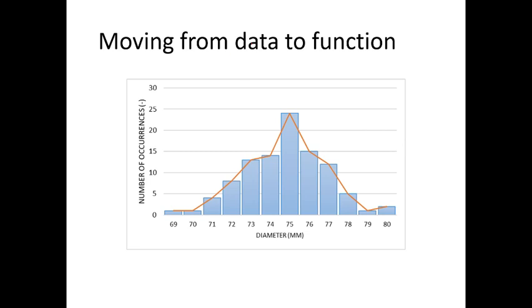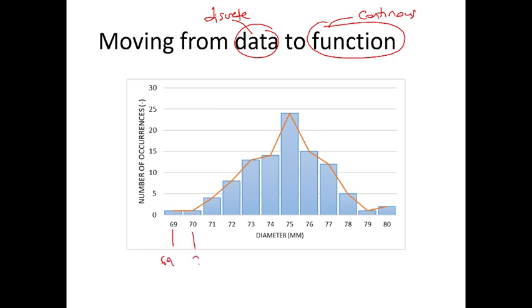If you move from data to function, this means that our data is discrete, so our function is continuous. What I mean by discrete here is that we have 69, we have 70, but we don't have 69.5, or we don't have 69.3, or we don't have 69.1508. You can see that we don't have these numbers.